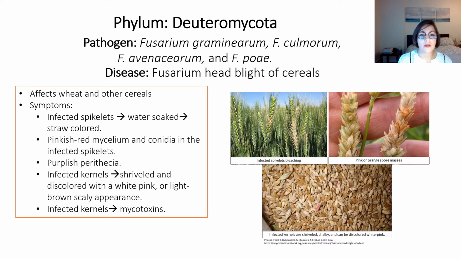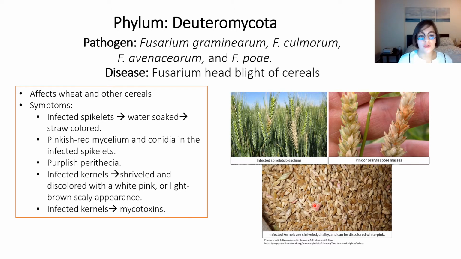Another disease which can be caused by Fusarium is Fusarium head blight of cereals, and it affects wheat and other cereals, and is caused by different pathogens including Fusarium graminearum, Fusarium culmorum, Fusarium avenaceum, and Fusarium poae. Usually infected spikelets get a water-soaked appearance and a straw color, and they also develop a pinkish, purplish color, as we can see in this photograph, which is due to the development of mycelium and conidia in the infected spikelets, and also by the purplish perithecia that the pathogen develops.